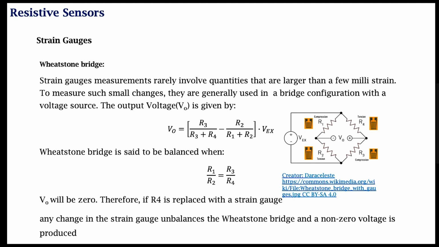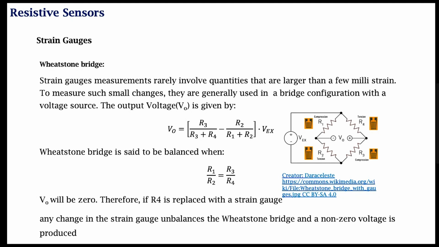Also recall from our basic understanding of high school physics that a Wheatstone bridge is known to be balanced. When is a Wheatstone bridge balanced? In this case, when R1 by R2 is equal to R3 by R4. In that case, the output voltage will be 0.